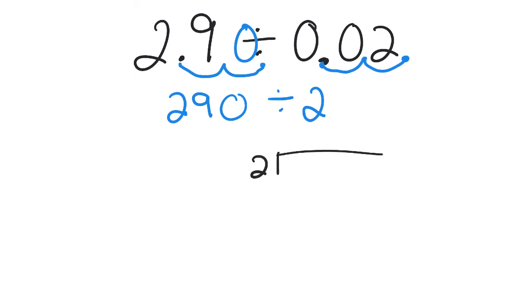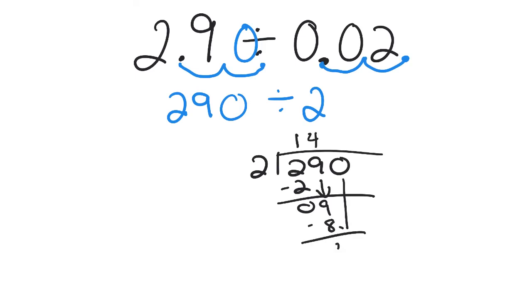So we are just going to divide. 2 will go into 2 one time. No remainder. 2 will go into 9 4 times, which is 8. You have 1 remainder. 2 will go into 10 5 times, and you have nothing left over. So your answer would be 145.